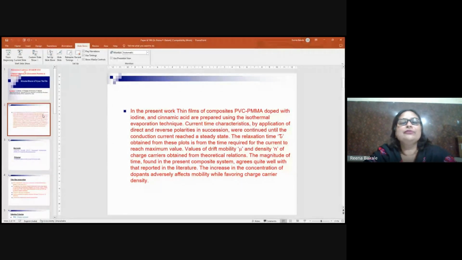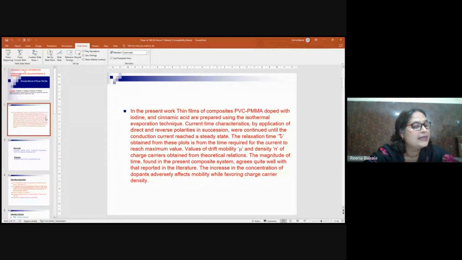Once you have prepared the film, you calculate the relaxation time on the basis of current time characteristics. As all of you know, the basic principle of relaxation time is that system stability is possible only when the relaxation time is shorter than the mean time between two disturbances. That's why we use here the blending of two polymers.